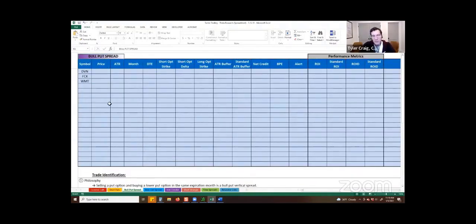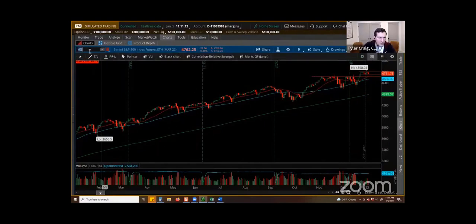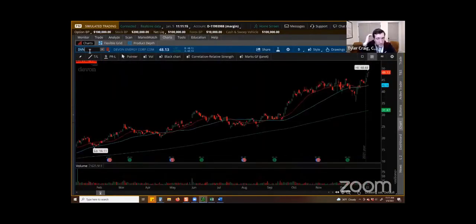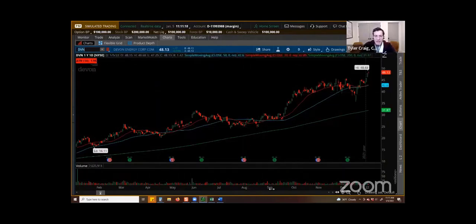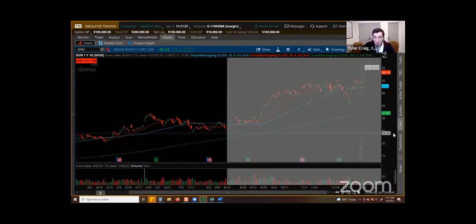And I've already picked 3 stocks that I'd like to take a look at. DVN, FCX, and Walmart. So I'm going to fill this out. We're going to compare and contrast here, see if we can use this ATR buffer, this distance out of the money, to get a better idea of maybe which one of these has the better trade. So let's start with DVN. This is an energy stock. And these aren't necessarily perfect setups right now, but they're interesting trends and interesting stocks that have different types of characteristics that I think make bull puts feasible.